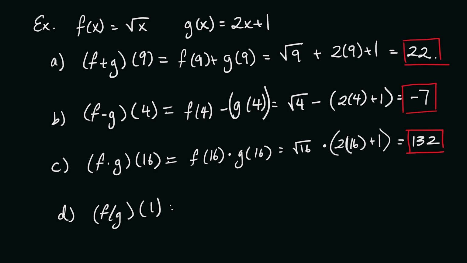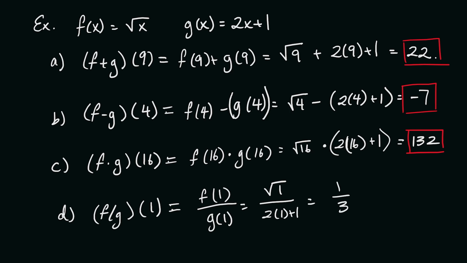Now, for our last one, we have the quotient rule, right? So it's going to be f of 1 over g of 1, which is going to be equal to, f of 1 is just the square root of 1, over 2 times 1 plus 1. And that's just going to be equal to 1/3 here. So there we go. Now, these are the answers to the functions that we just combined. And yeah, that's how we do it.